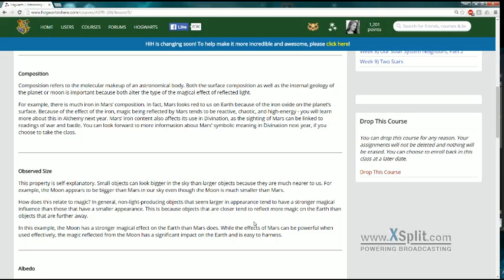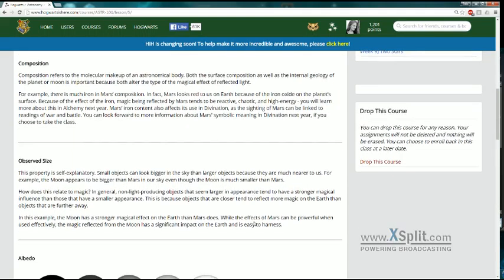Mars' iron content also affects its use in divination, as the sighting of Mars can be linked to readings of war and battle. You can look forward to more information about Mars' symbolic meaning in divination next year if you choose to take the class.